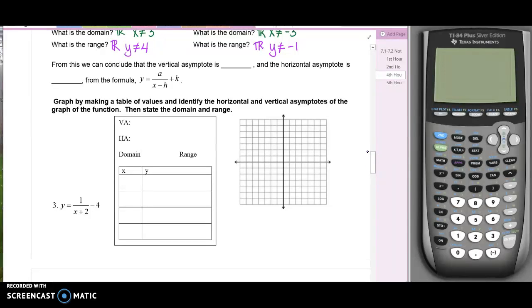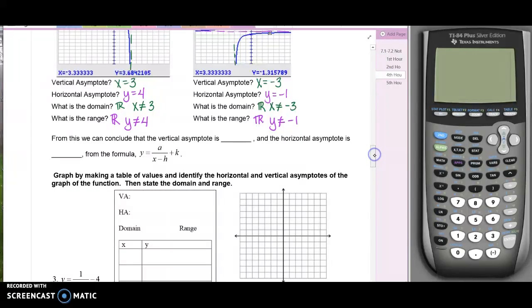What have we learned from this? We've learned that if you have this equation, y equals a over x minus h plus k, the vertical asymptote can be found by looking at the denominator. So the vertical asymptote is h. And I'm going to include in here when denominator equals 0. So set the denominator equal to 0 and solve it. That will give you your vertical asymptote. Whatever x value makes that denominator equal 0, that's going to be your vertical asymptote.